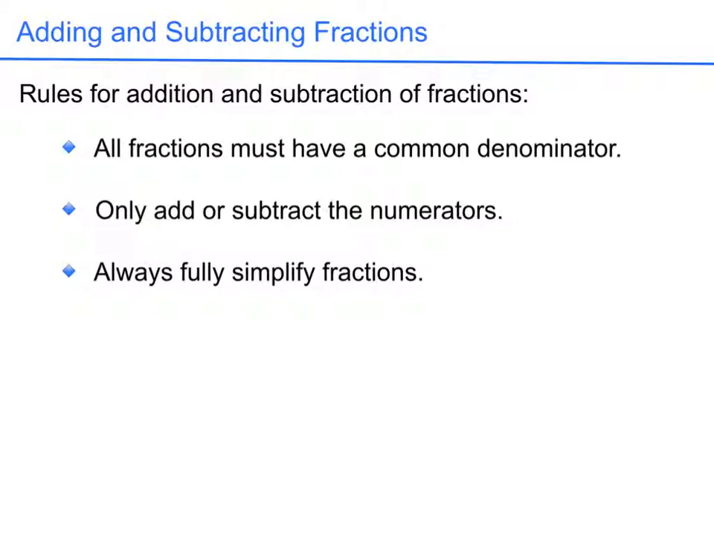To add and subtract fractions, we must firstly have a common denominator. And remember, this means the number on the bottom of our fractions. So, we must make sure that the number on the bottom of our fractions contains the same value before we try to add them.